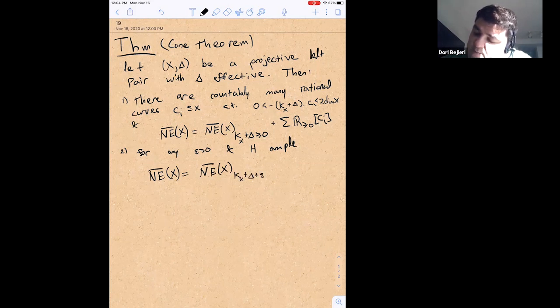So I drew this picture a while back that basically shows what this cone looks like. On the K_X plus Δ positive side, it could be wild, it could be round. On the negative side, it's this kind of rational polyhedral, but it's not a finite polyhedron, but it's locally finite in the sense that as soon as you wiggle around K_X plus Δ by some ample, then the negative side becomes finite polyhedral.